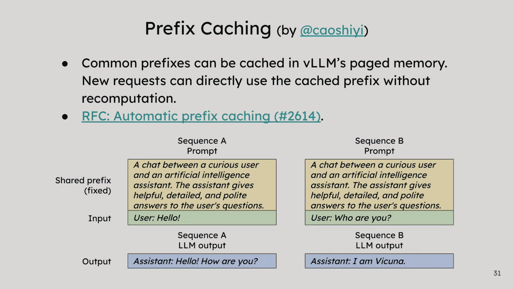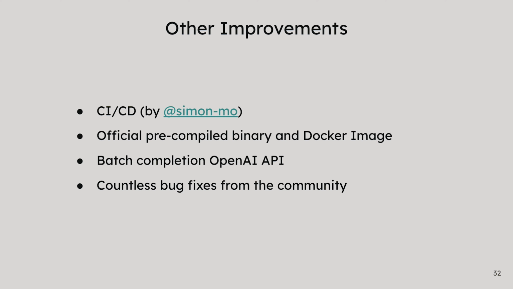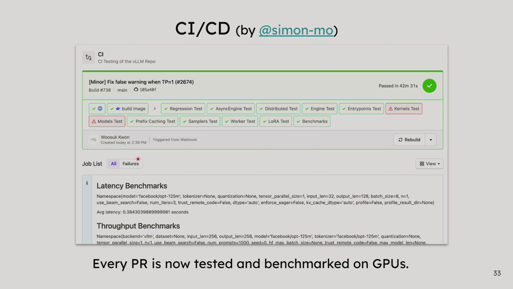Okay. And for now, we have basic prefix caching support, and we're working on automatic prefix caching, where vLLM automatically finds opportunities to reuse the cache of previous requests and makes it transparent to the user endpoints. But due to the time constraint, there are many other improvements that I can't go through one by one. We just thank the community for these improvements.